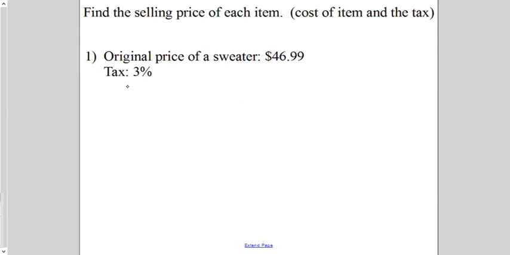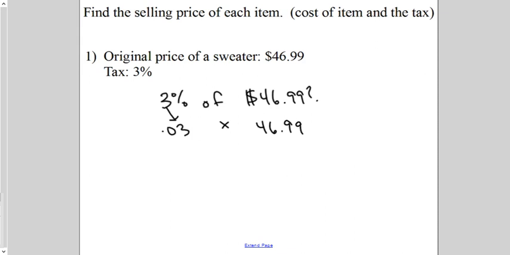All we have to do is find out the tax and then add it on to the cost of the sweater. So how do we find 3% of $46.99? 3% becomes 0.03, and we times it by 46.99. So we'll pull up the calculator.